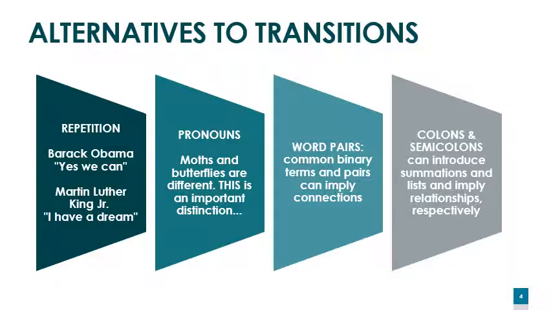In terms of pronoun use, we might use a demonstrative pronoun like this in order to replace an idea. In this example, we have moths and butterflies are different. This is an important distinction. In this case, the word this replaces the entire idea that moths and butterflies are different and saves us from having to repeat it. However, it also allows the reader to connect the sentence about the difference between moths and butterflies to the sentence about it being an important distinction, because the word this effectively acts as an arrow pointing at the sentence that came before and connecting them together.